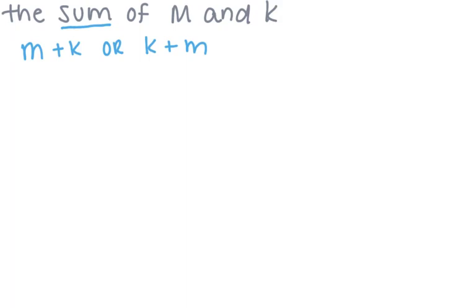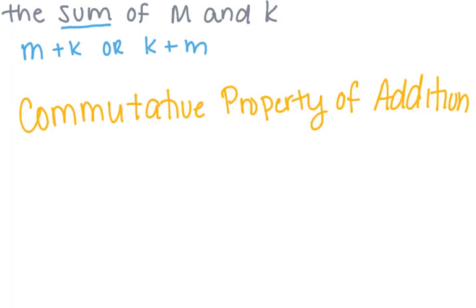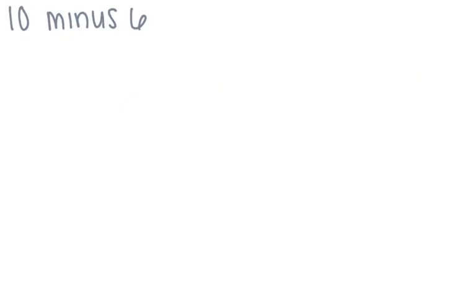So which property can be used in the last 3 examples that we have done together that show both expressions are equivalent? So these last 3 examples show the commutative property of addition. And remember that the commutative property of addition just simply tells us that when we are adding numbers together, order does not matter.